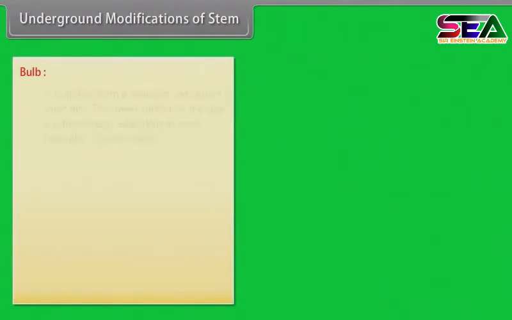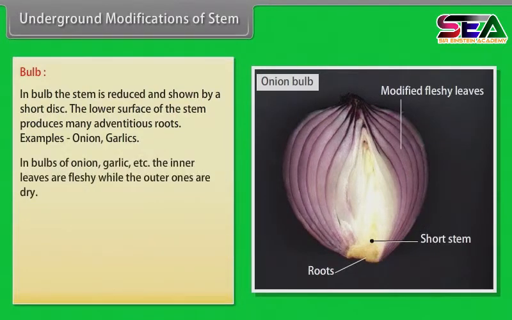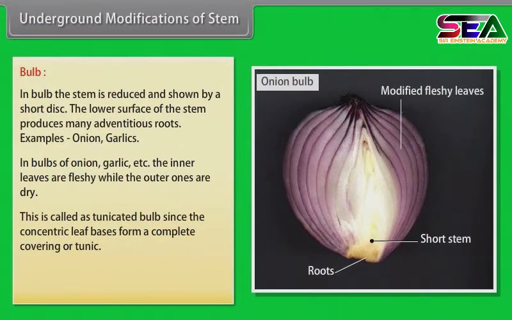Bulb. In bulb, the stem is reduced and shown by a short disc. The lower surface of the stem produces many adventitious roots. Examples: onion, garlic. In bulbs of onion, garlic, etc., the inner leaves are fleshy, while the outer ones are dry. This is called a tunicated bulb, since the concentric leaf bases form a complete covering or tunic. The apical bud of the bulb produces shoot.